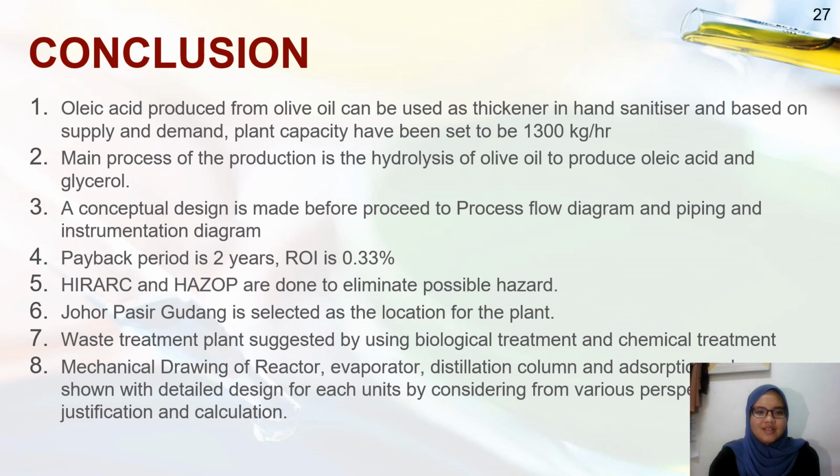As a conclusion, oleic acid produced from olive oil can be used as a thickener in hand sanitizer. Based on the supply and demand, the plant capacity has been set at 1,300 kg per hour. And then the conceptual design is made before proceeding to the process flow diagram and piping and instrumentation diagram. HAZOP and HAZID are done to eliminate the possible hazards.